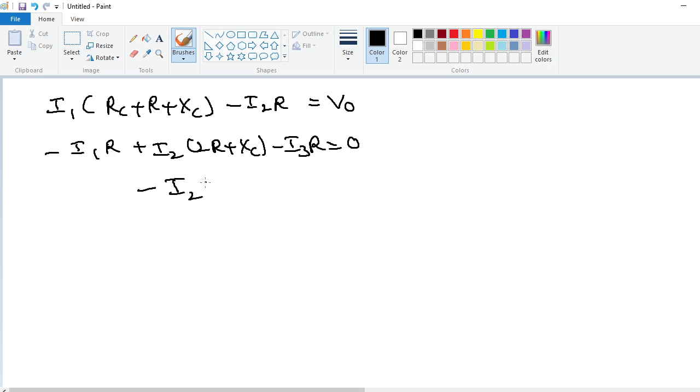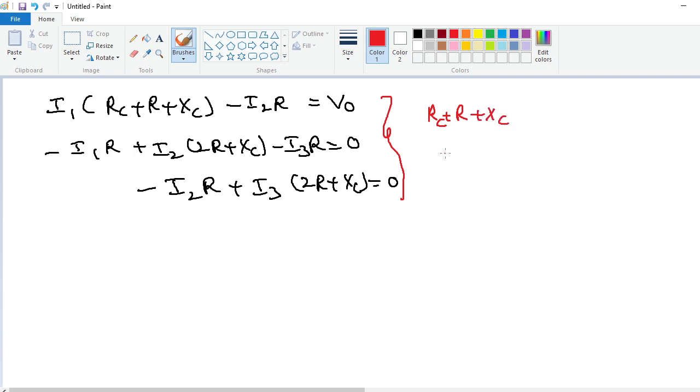Minus I2 into R plus I3 into 2R plus XC is equal to 0. So, I will convert all these equations into the matrix form. RC plus R plus XC, and again I1 component in the second equation minus R, so 0, again I2 component minus R, so 2R plus XC, and minus R. I3, there is no I3 component in equation number 1, 0. Minus R and 2R plus XC.